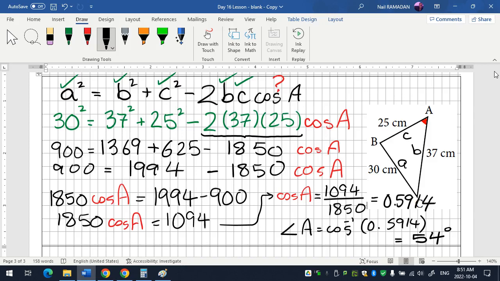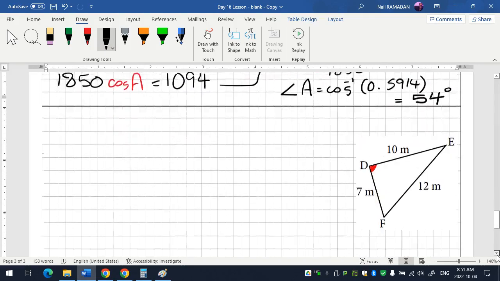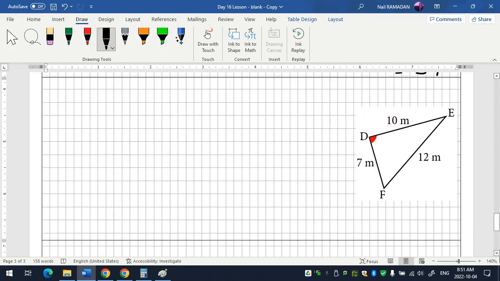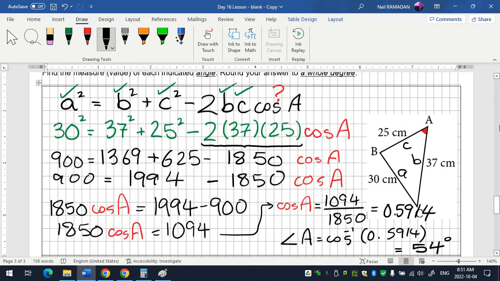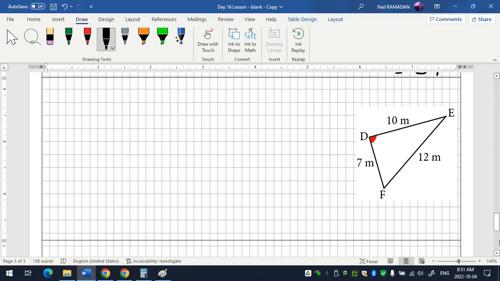Let's do the second example. Okay, I have a D, an E, and an F. Which angle do they want us to find? Capital D. So what am I going to start my cosine law with? I'll give you a hint. When you wanted A, you started with A squared. So now you want D. You need to start with capital D squared or small d squared. The square is always small.